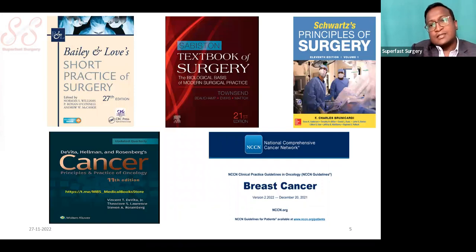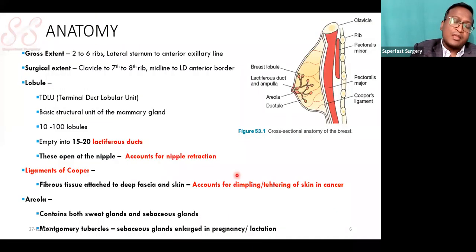So this class is based on all these textbooks, that is Bailey, Sabiston, Swartz, Devita, which is the Bible of Surgical Oncologists, and of course the NCCN guidelines. So we'll begin our topic today. We'll begin with anatomy.